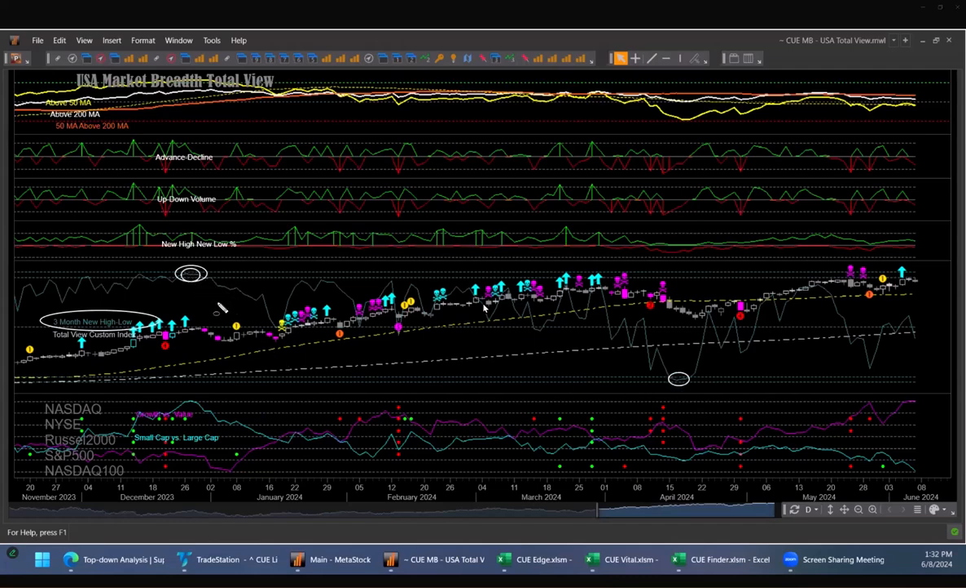Every time it hits the top, it's time to look for shorts, because some stocks, not the market, but some stocks will certainly come down. Every time it hits the bottom, some stocks will certainly go up. Which stocks? I can find that out. How can I find that out? Because from the total view, I can drill down. I'll come to that.